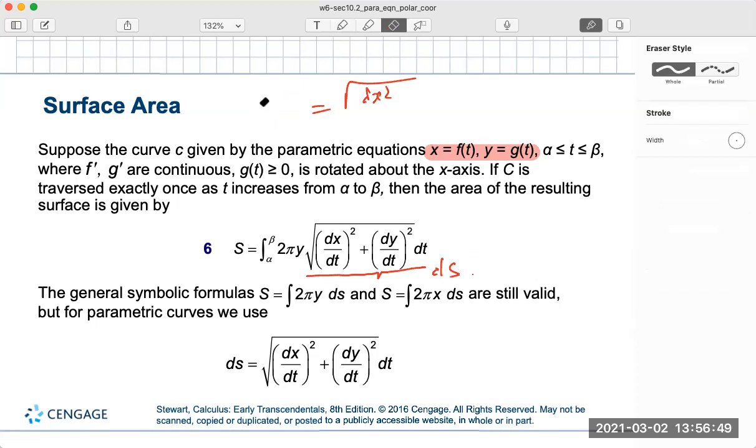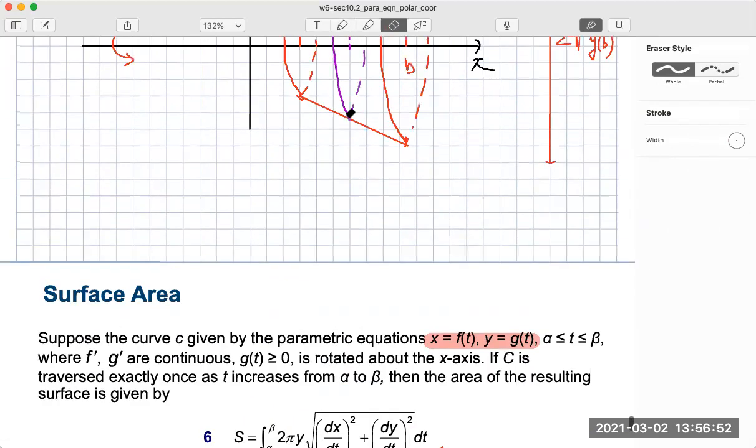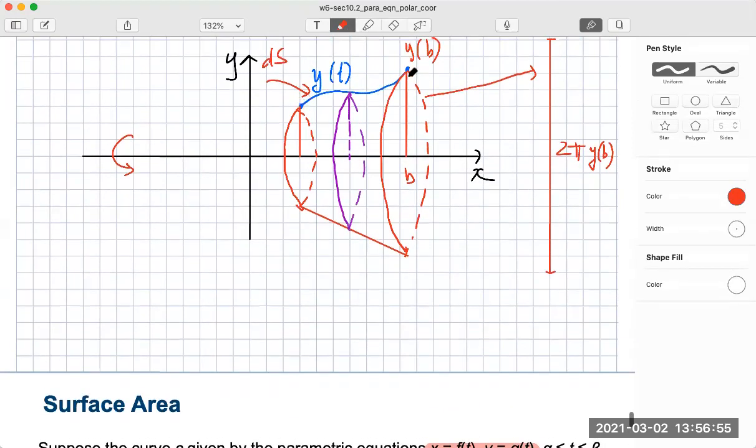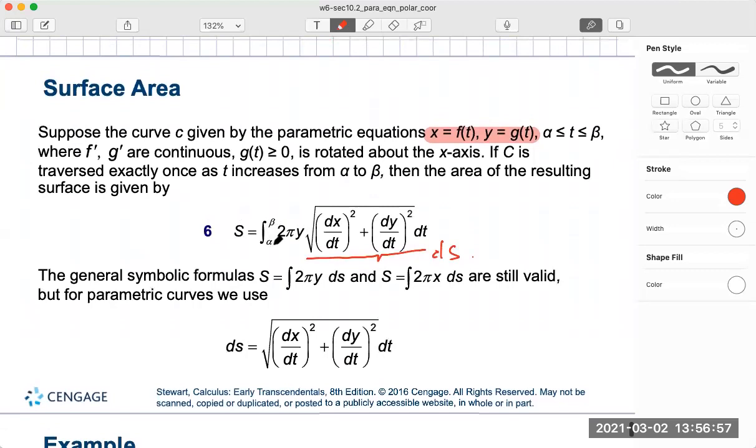Now, if we take the integral from this to this, it will be the integral from alpha to beta of 2 pi y ds, right? And ds, now we rewrite it in terms of dx over dt squared plus dy over dt squared, and all under the radical sign here. That is why we have this formula number 6 here. You see why we have this formula? Very good. And then let us just use this formula from now.